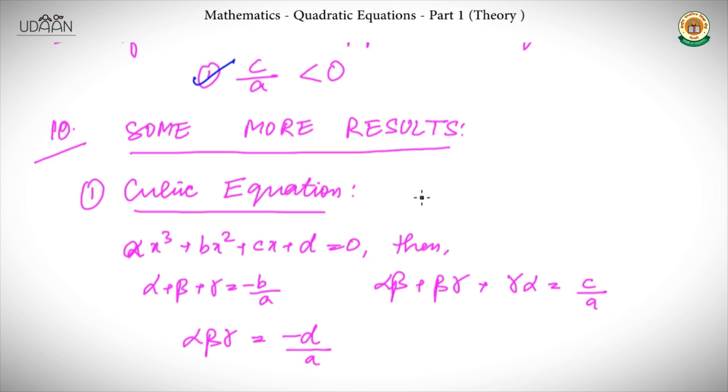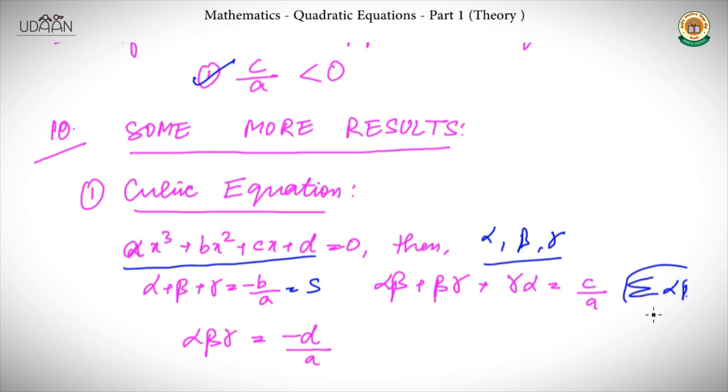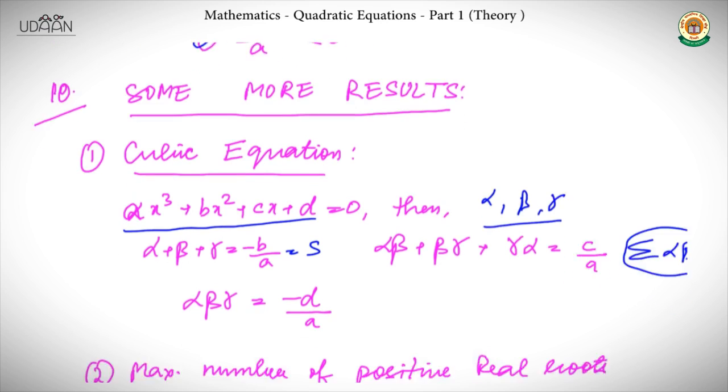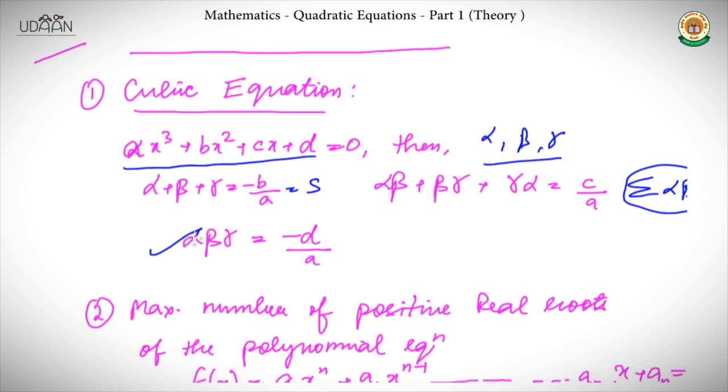In a cubic equation, let me define a cubic equation as ax cube plus bx square plus cx plus d equal to 0. Let alpha, beta and gamma be its roots. In that case, alpha plus beta plus gamma, that is the sum of roots, is equal to minus b by a. Next, alpha beta plus beta gamma plus gamma alpha, that is the summation of the product of two roots taken at a time, comes to be c by a. And thirdly, alpha beta gamma, that is the product of the three roots, comes to be minus d by a. This holds true when our cubic is in this form.